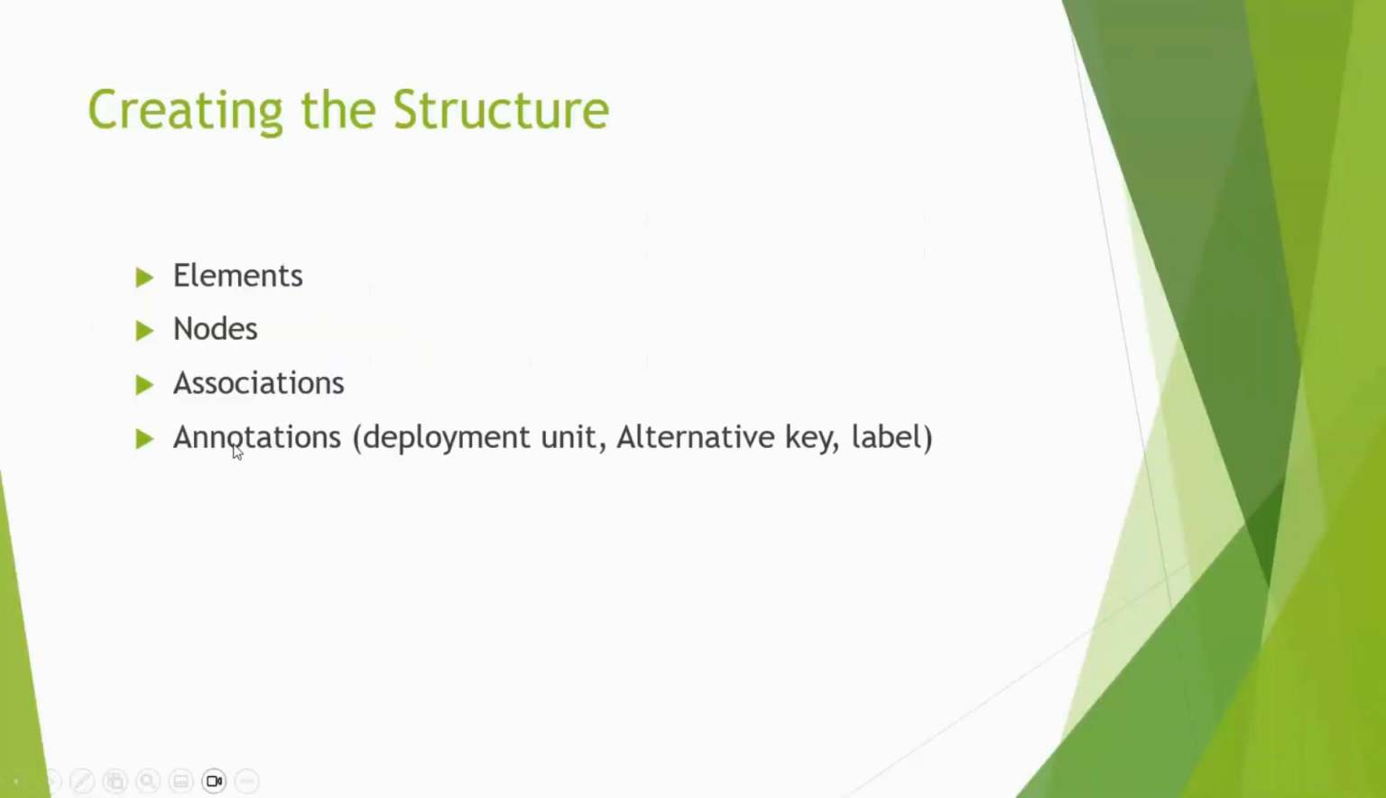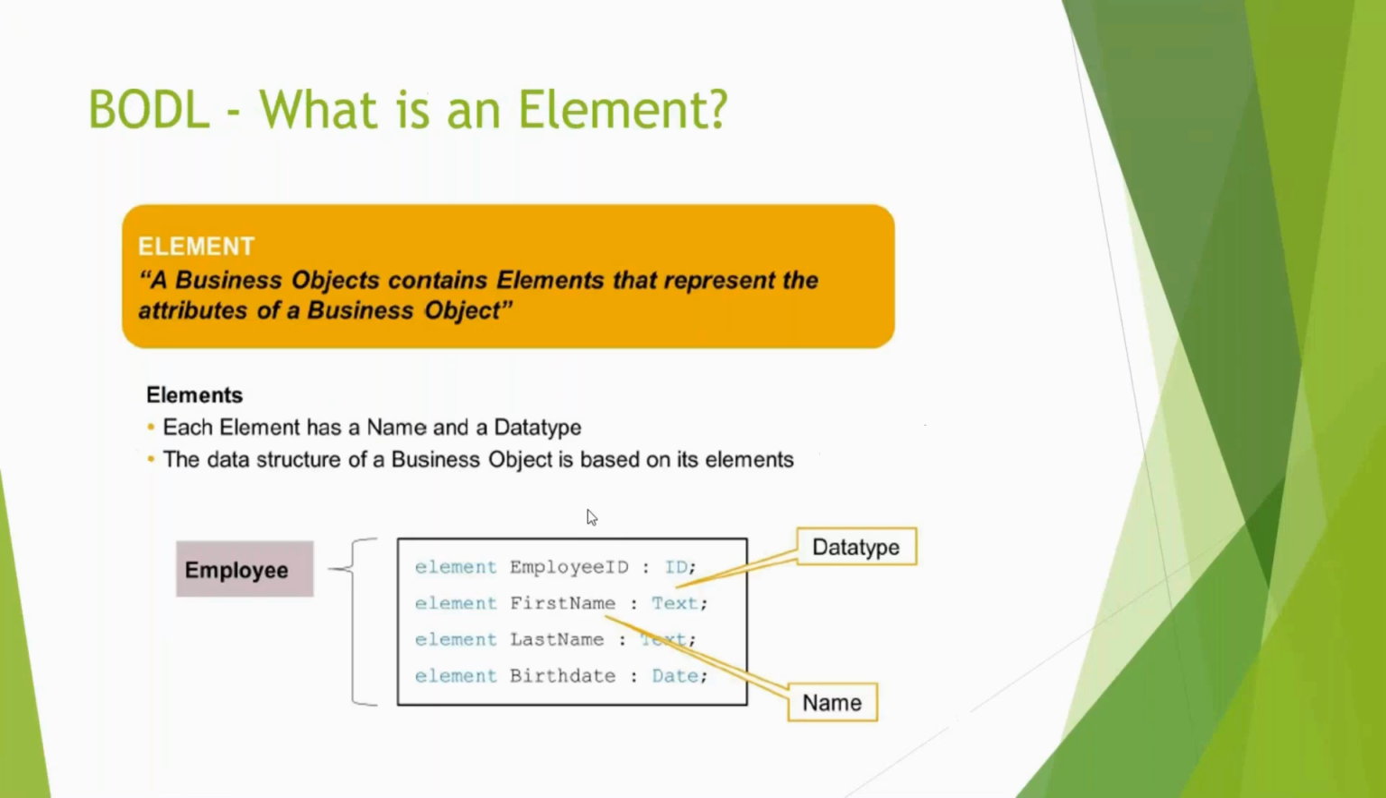And annotations: if you are creating any custom BOs, there is the alternative key, and if you want to change the label, like we have a technical name and you want to provide some user understandable name, using these annotations we can create those labels, and then the alternative key we can make. Once we go into hands-on, maybe we can explain those things as well.